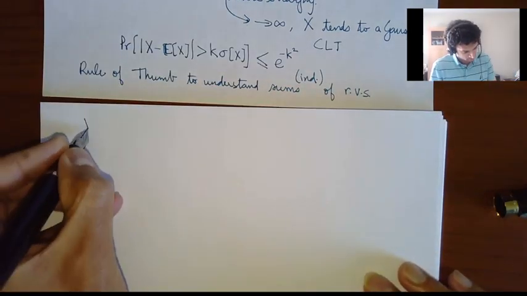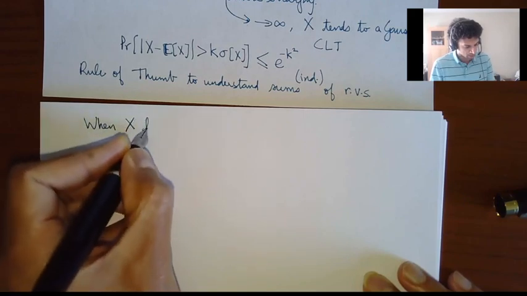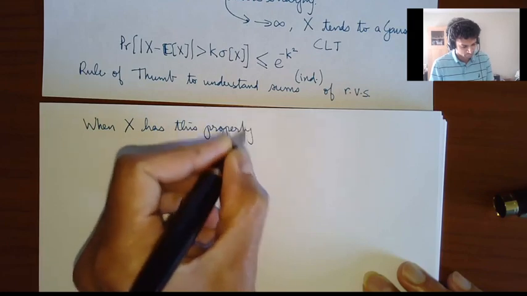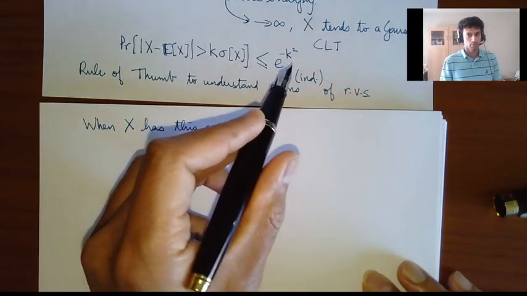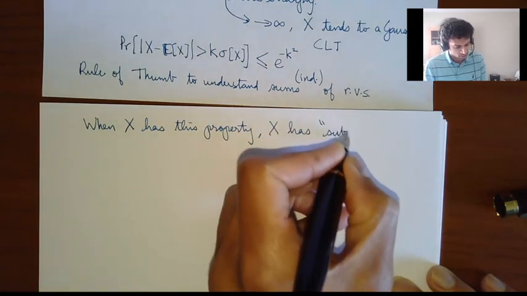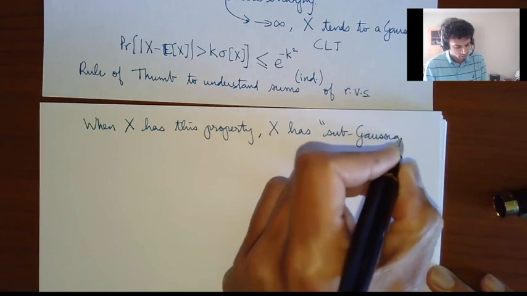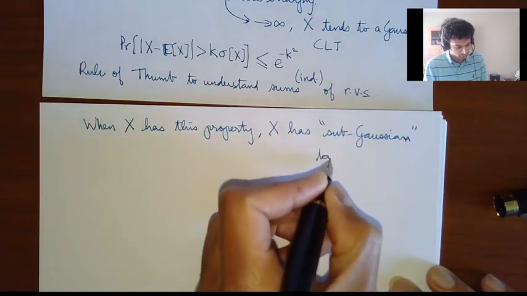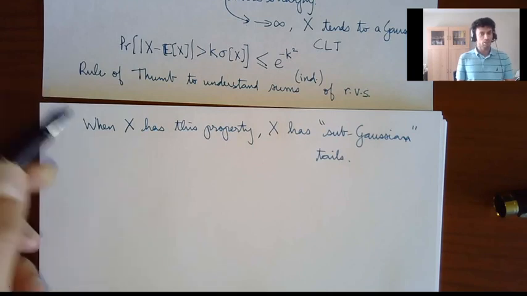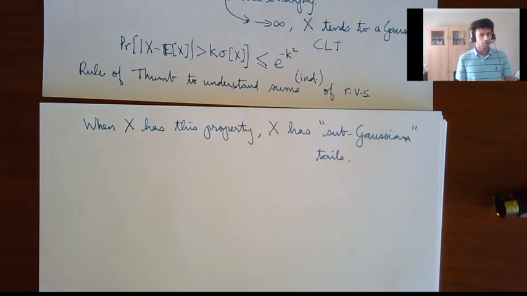When x has this property, and by this property I mean this property, then we say x has sub-Gaussian tails. And again, this is like bread and butter of analysis of randomized algorithms: to discover random variables that are related to your algorithm that have sub-Gaussian tails. A significant part of the game is basically doing that.